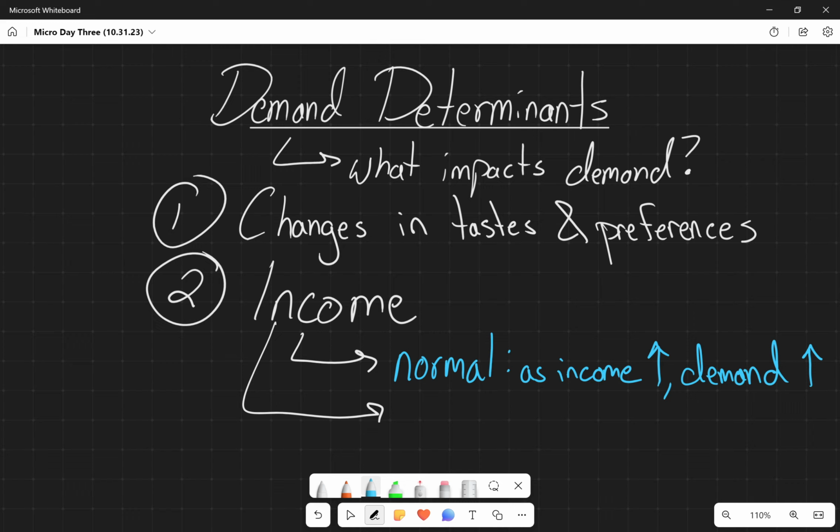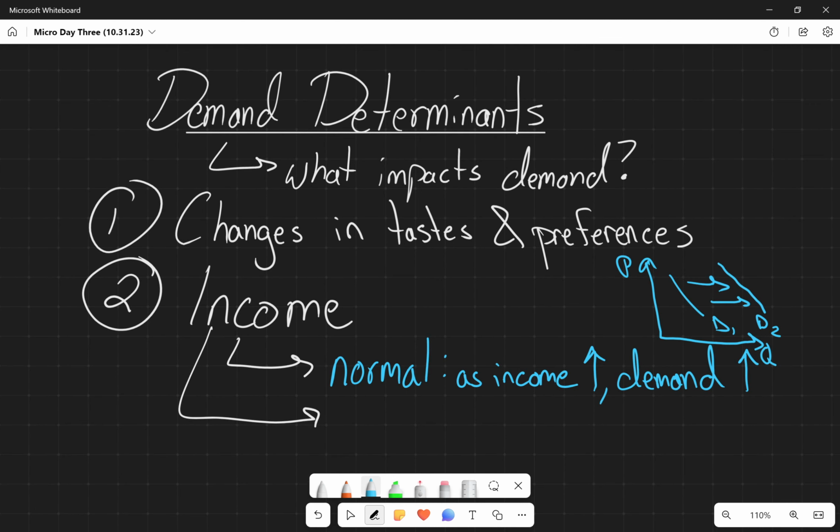So I'm just going to do a tiny little graph here just to show us, because I think it's important. Price, quantity, downward sloping demand. The whole dang thing shifts out. So we end up from D1 to D2. So that's a demand shift, is when the whole thing moves.